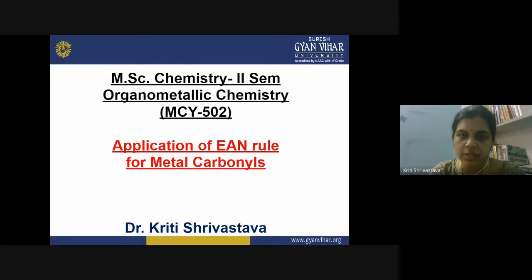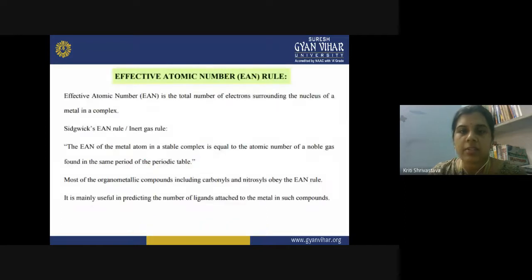Good morning, students. Today we are going to discuss how the EAN rule, that is the effective atomic number rule, can be applied to metal carbonyls. This lecture is also a part of the series of lectures that we are seeing, and we have discussed so many metal carbonyls in the previous lectures. So let us see what the effective atomic number rule is.